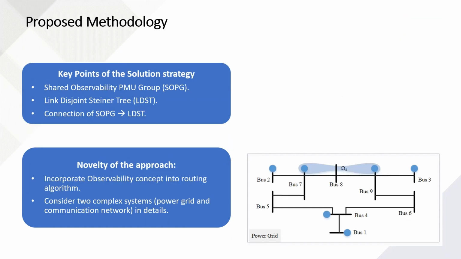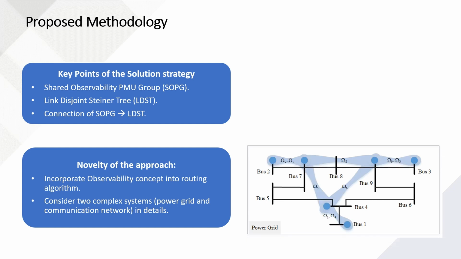I will explain the proposed method with an example. In power grid, we place PMUs in the same group if they observe the same bus, and they are named as shared observability PMU groups. As shown in figure, PMU at bus 7 and bus 9 creates a SOPG as they both observe bus 8. So all the possible SOPGs are shown in the figure.